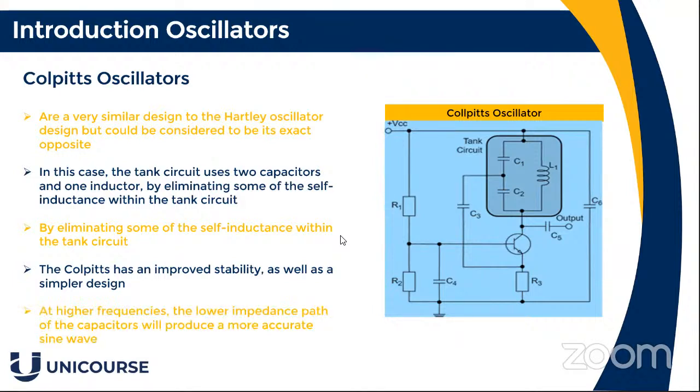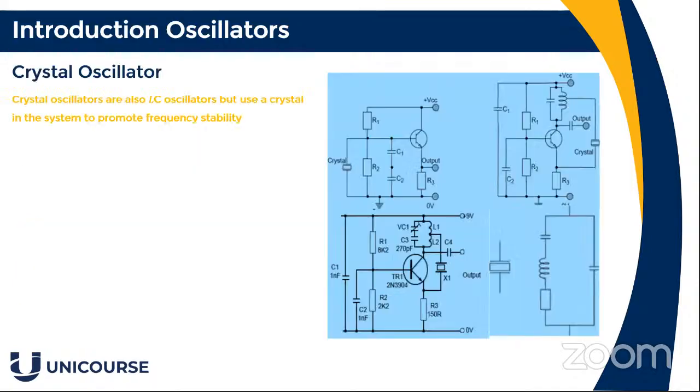Works nicely at higher frequencies, and there's a low impedance path for the capacitors, which gives more accurate sine waves. Now, the crystal oscillator, that is the superior one. The reason why is because the crystal is very stable. You can see where we've got the crystal going across here, these inductors, and you can vary the capacitor here to change the frequency.